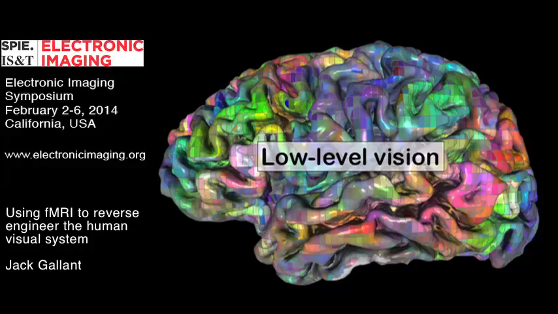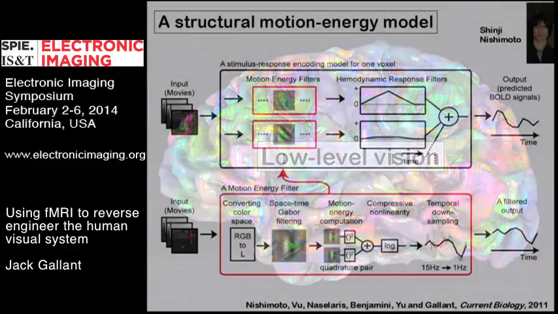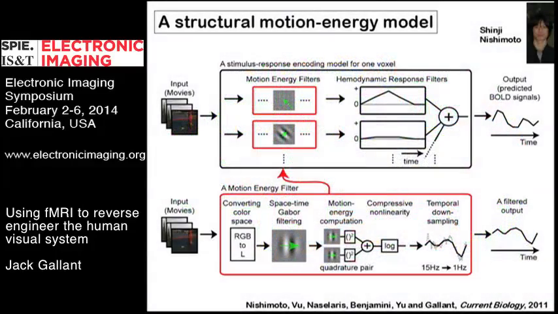So in the low-level vision case, let's go through an example here. Our input here is movies. Our output is brain activity. So we take our movies. We nonlinearly map them into a bank of motion energy filters. Each motion energy filter is a cascade. We strip off color. Unfortunately, we don't have enough signal to noise to use color information in this experiment.